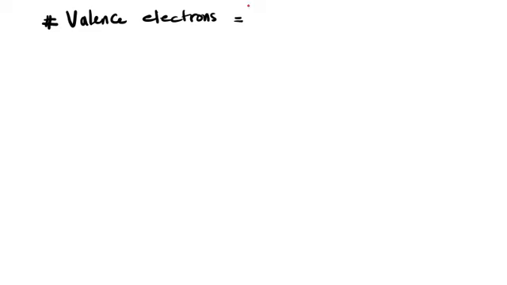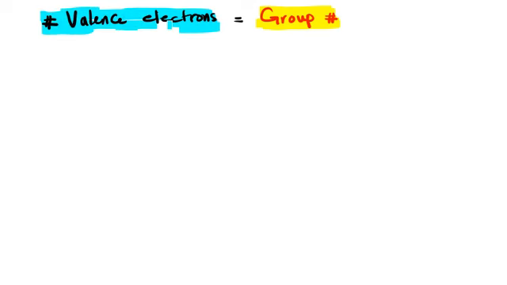The number of valence electrons comes from the group number. So you do not need to draw or write any electron configuration or orbital diagram. The group number is the same as the number of valence electrons. So please memorize that one.